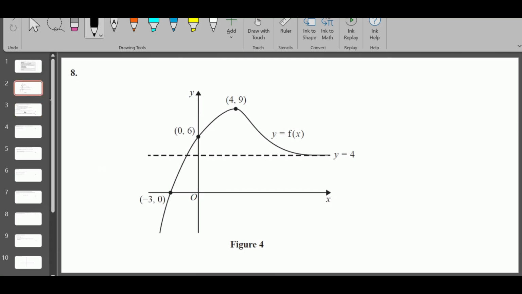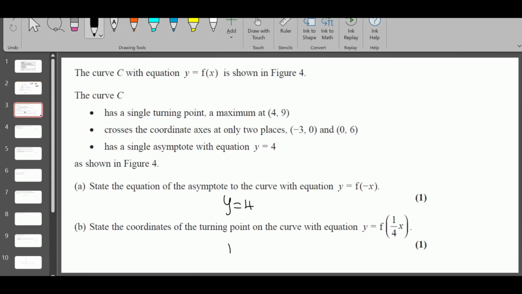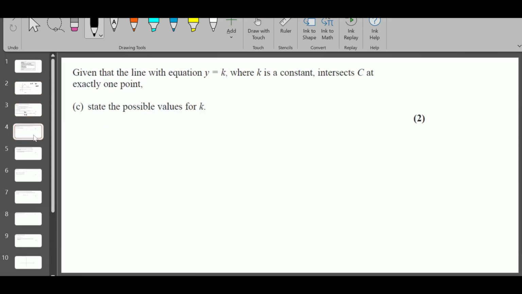The turning point is 4, 9 for f of x, right? When they say f of 1 over 4x, you need to multiply the x coordinates by 4. So that's going to be 16, 9. Just one more question. Part C now.